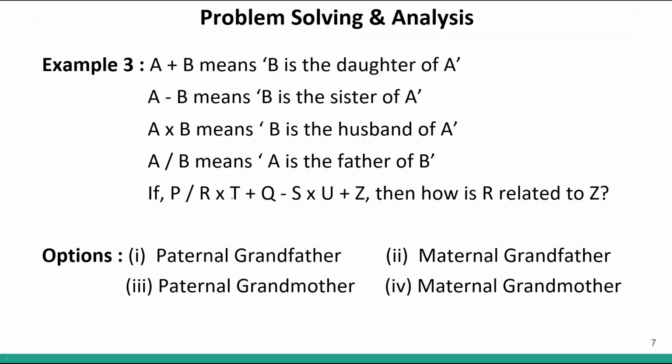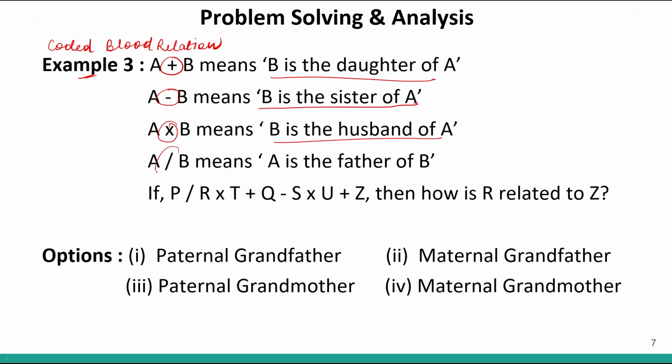Okay. This is example number 3. Now, this is a blood relation question. Blood relation we are given, this is coded blood relation. That means the blood relationships are coded. Plus sign means B is the daughter of A. Minus sign means B is the sister of A. Into sign means B is the husband of A. And divide sign means A is the father of B. So these codes are given to us and we have to find the answer to this particular question.